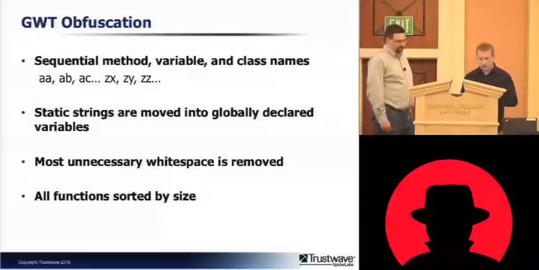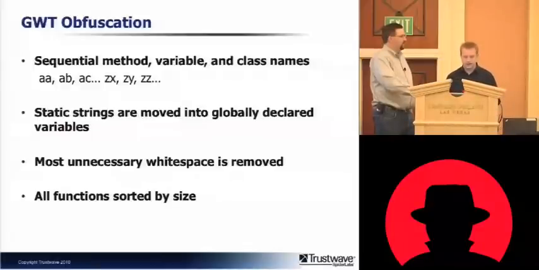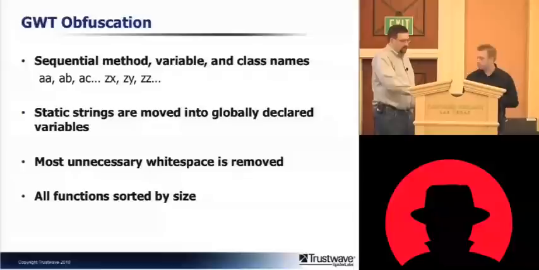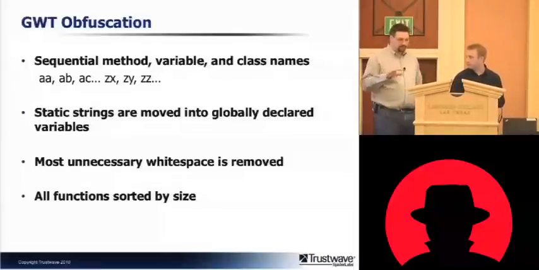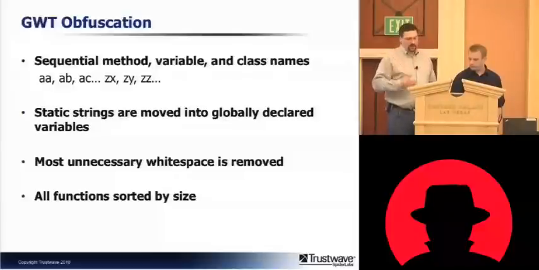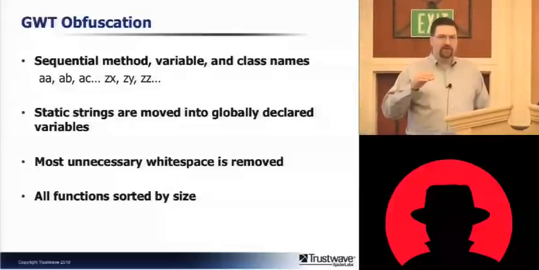There are 4 main things that Google does to obfuscate the code. All of the method names, variable names, and class names are replaced with short, sequentially generated names: AA, AB, AC, etc. Larger apps can have 3-character global names, while local variables just have 1 character. Most of the static strings are also moved into globally defined variables, just in 1 block, so that if they're reused, they only have to be defined once. All the extra white space is removed. The only exception to the white space rule is that each function appears on its own line, which isn't a requirement of JavaScript.